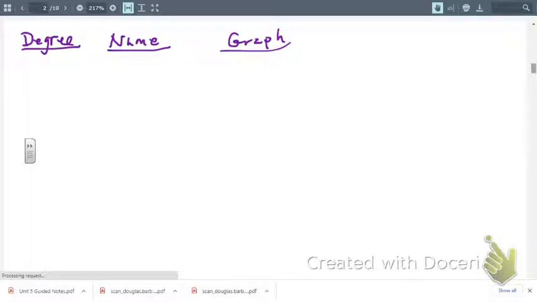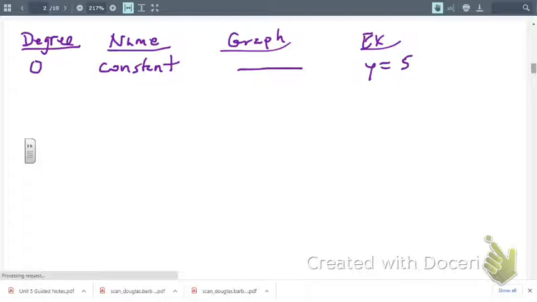Okay, what I want you to do is add this part somewhere on the guided notes. So we know that if the polynomial is degree 0, it's going to be a constant. So what does the graph of a constant look like? Well, it is a horizontal line. An example would be y equals 5.